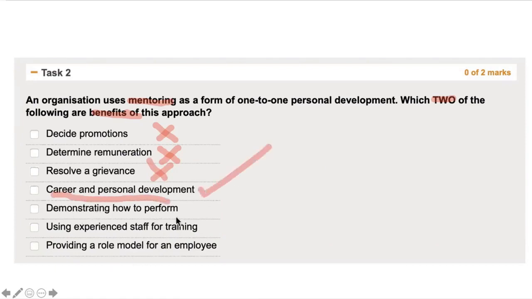Do you demonstrate how to perform? No, that's something a coach does. Using experienced staff for training, you're not going to train. Mentoring is not training, so that's off. And finally, providing a role model for an employee. Yes, that's the inspirational part of this, and that's why mentoring has these two elements that help the approach of the mentor.